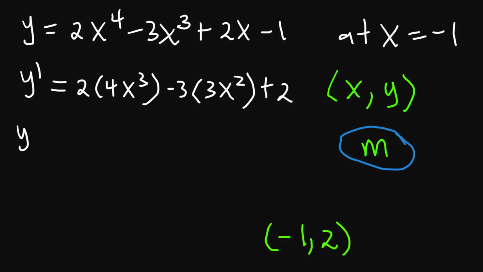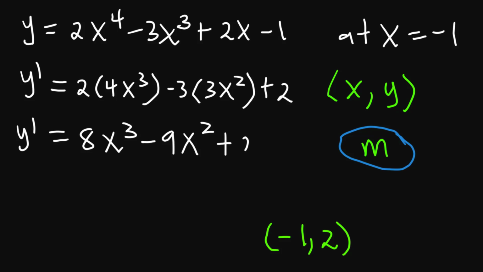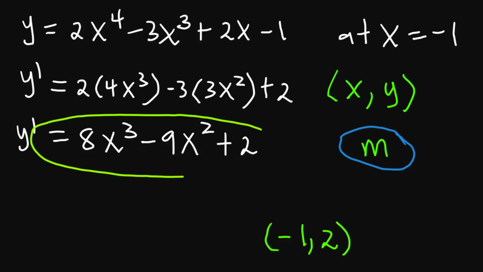Therefore, y prime will be equal to 2 times 4, which is 8, times x^3, and then negative 3 times 3 will give us negative 9. So this will be minus 9x^2 plus 2. And in order to find the slope, all we need to do is plug in the value of x into this function. They gave us the value of x to be equal to negative 1.